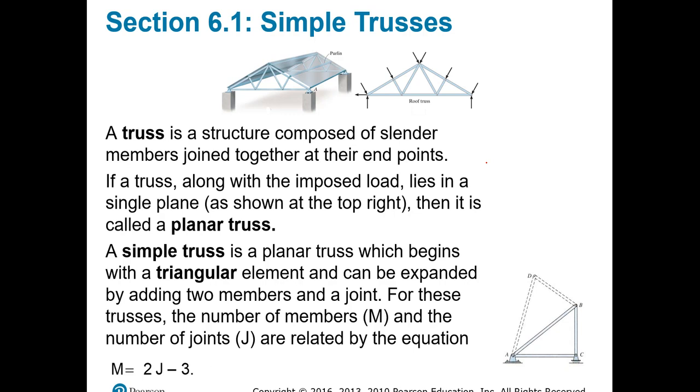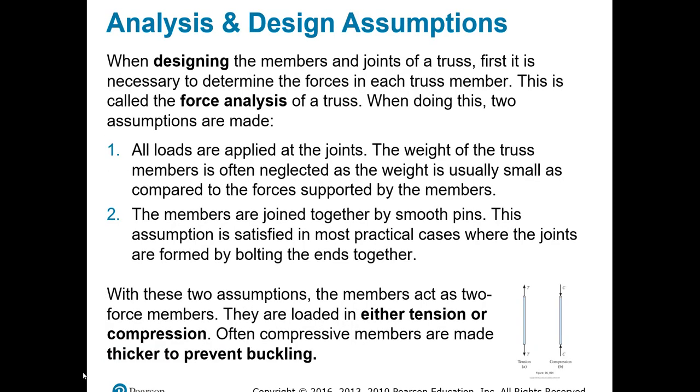If a truss along with the imposed load lies on a single plane, then it is called a planar truss. A simple truss is a planar truss which begins with a triangular element that can be expanded by adding two members and a joint. For those trusses, the number of members and number of joints are related by the following equation, and this is only for design purposes, and you will learn later on how we can use that. But ultimately a truss will be a combination of different elements that will be carrying loads, and then our job will be to study those members.